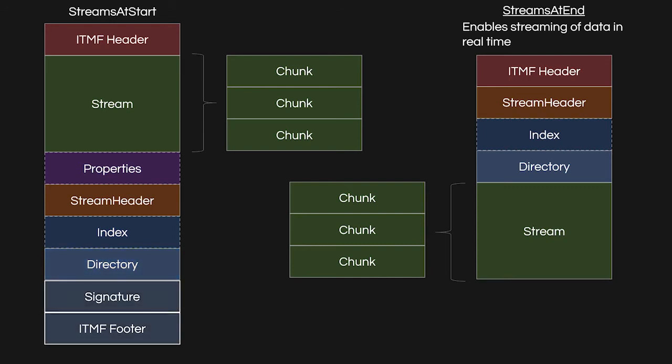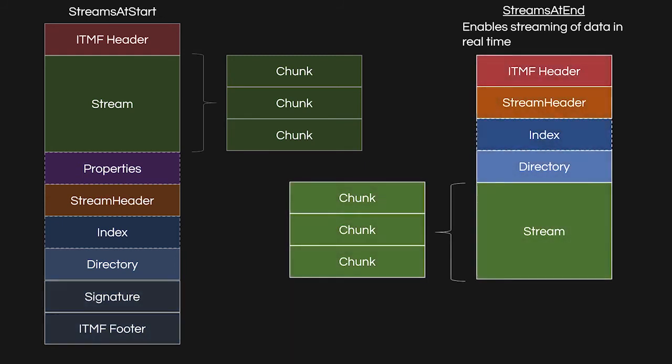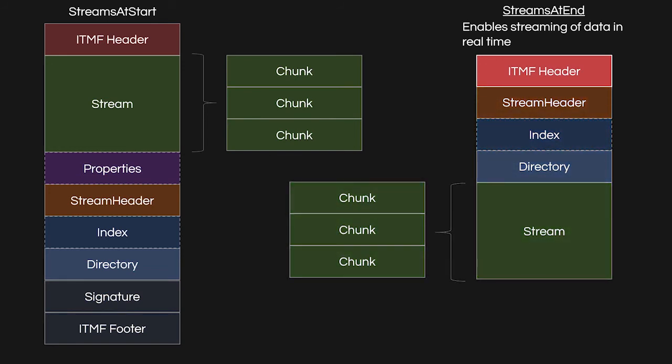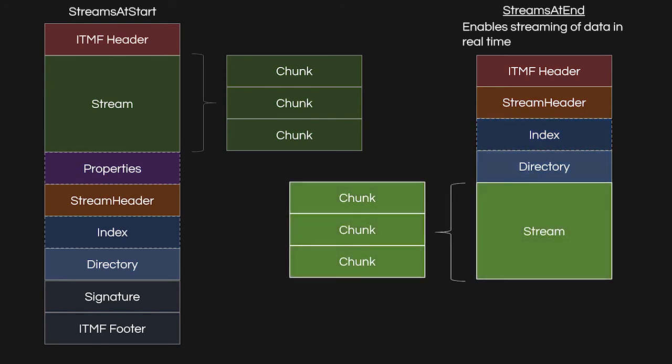Finally, the signature and the ITMF footer pairing closes out the encoding. This signature allows the container to be signed cryptographically, and the footer identifies the container and the end of the file. The streams at the end encoding order and makeup, as seen on the right, differs slightly from the streams at start, but enables streaming of data in real time by having the chunks containing the data at the end of the file. The ITMF header is immediately followed by the stream header chunk. The index may follow before the directory, and finally the stream follows containing the data.